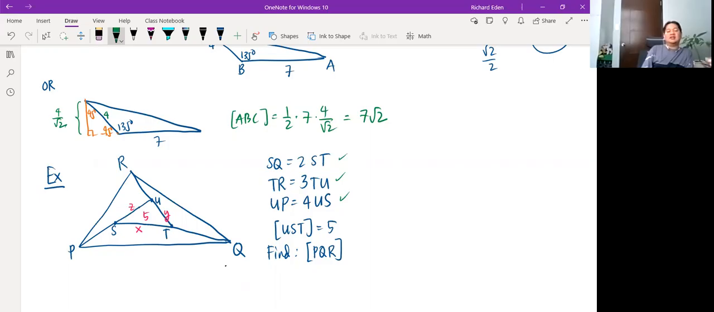Given the first equation, the fact that SQ is double ST, what can we conclude out of that? What can we conclude out of SQ is 2ST? Oh! If SQ is 2ST, that means ST is equal to TQ, as well as for the others. Wait. If ST is equal to SQ, ST is not equal to X. ST must be equal to TQ. So if ST is X, then that means TQ is also X.